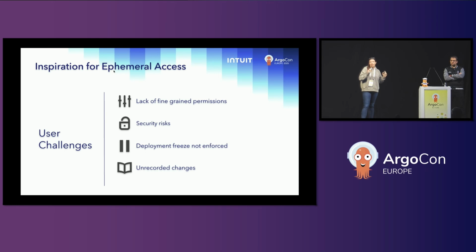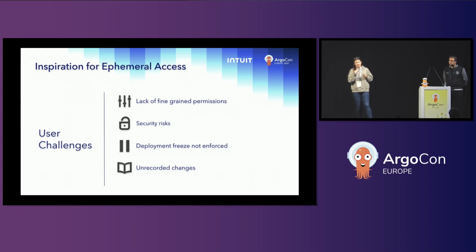Now, as we operate at scale, and we're in the financial business, we have some areas of compliance that we need to make sure we facilitate. And we experienced a few challenges. Leo gave a talk at the previous ArgoCon that dove into the Ephemeral Access extension and why we dove into that solution. Just to catch you up, some of the problems that we experienced were lack of fine-grained permissions, security risks, deployment freezes not being enforced, and unrecorded changes.